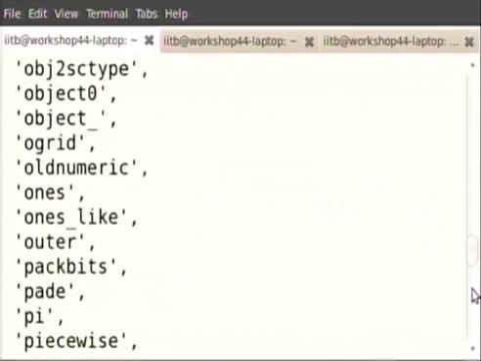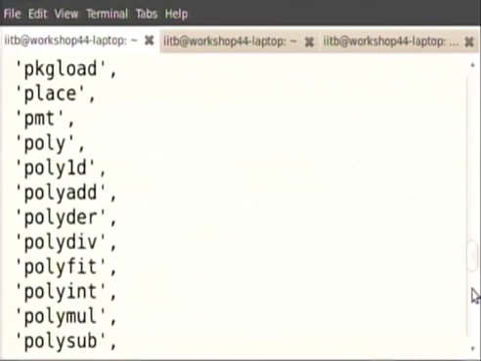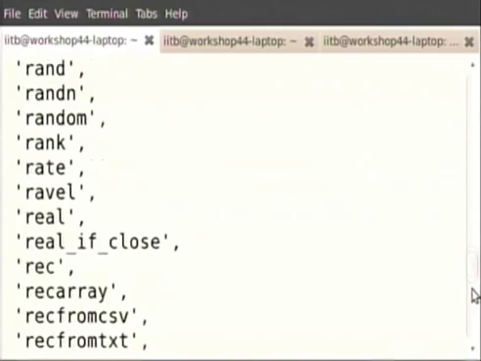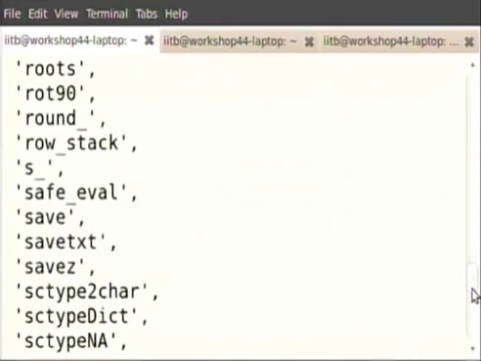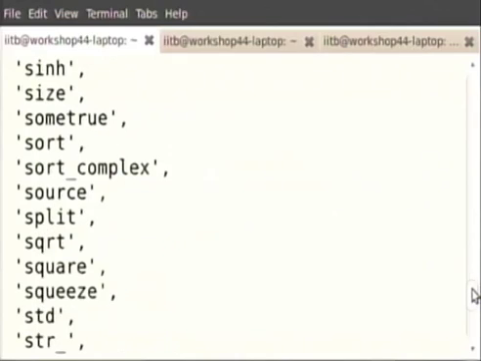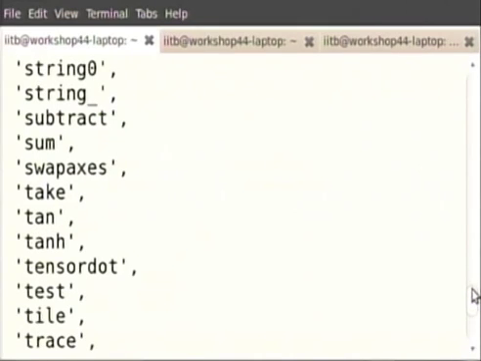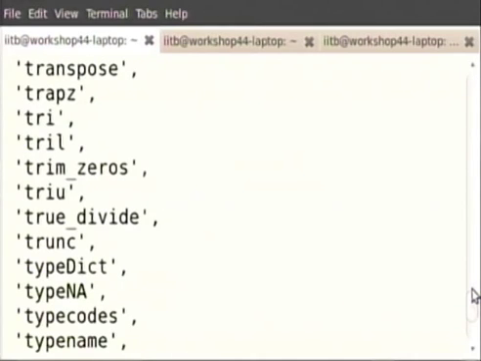You can see our friend pi, you can see our friend ones_like. You can see roots, all of which you used, they are all here. You see the tan functions.